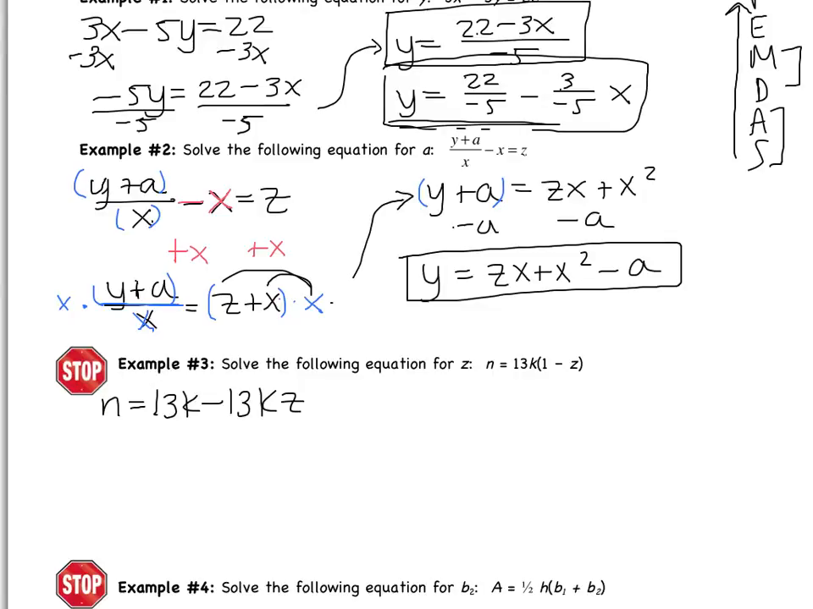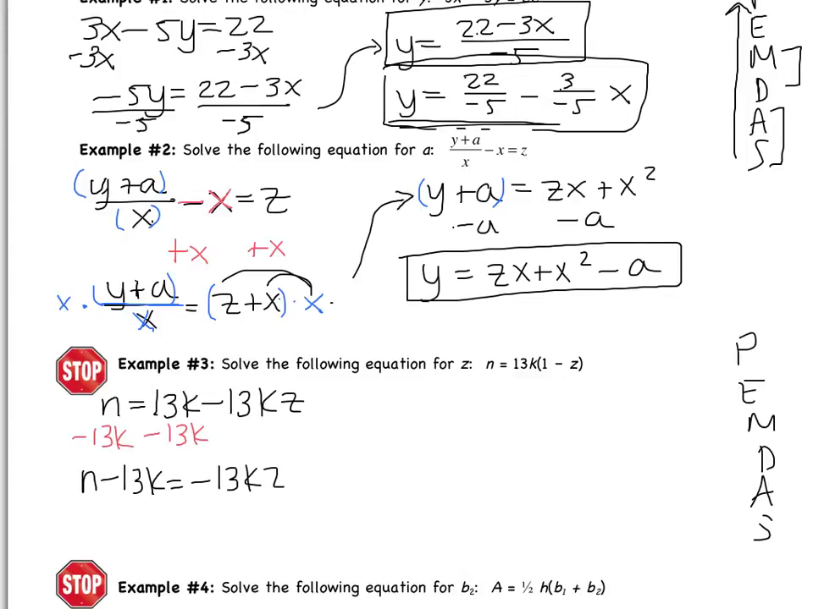Okay, now order of operations. Please excuse my dear Aunt Sally. If I'm solving for z, I'm adding or subtracting that 13k, so it's positive 13k right now, so I need to subtract it. I get n minus 13k equals negative 13kz.